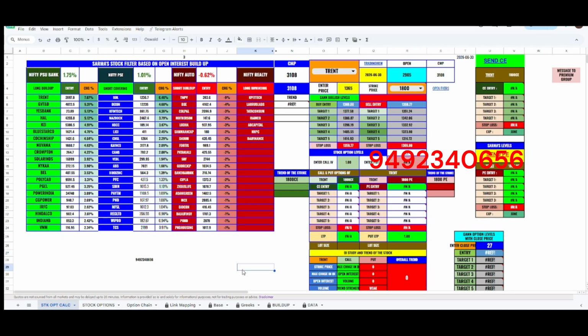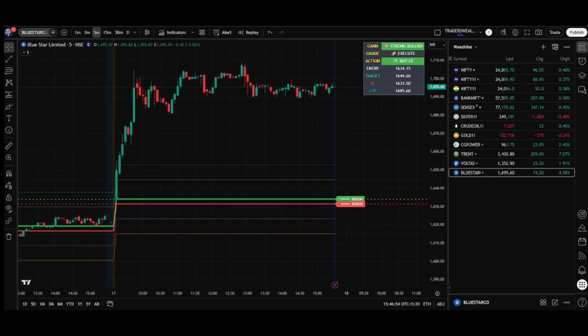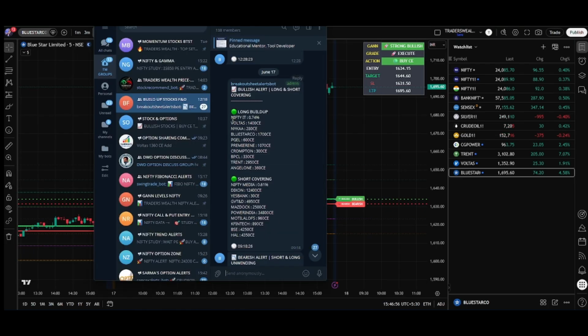For example, today we got stocks like Trent, GVT, STD, Yes Bank, Hall, KEI, Blue Star Co. All these stocks went well. So let me show you the alert system. The alert system works like this. Okay, let me show you the alerts. Alerts have come like this.